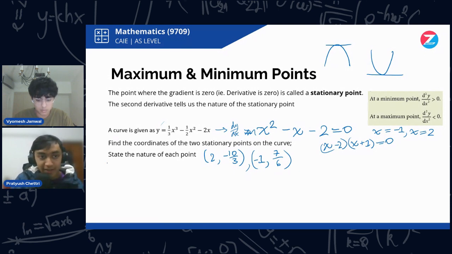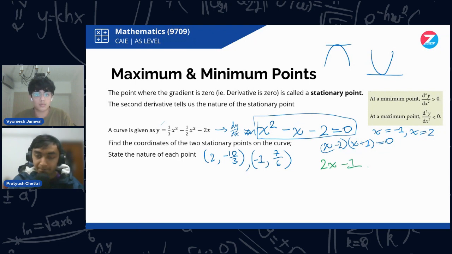Now it says to find the nature of each point. How do we do that? Use the second derivative. If this was dy/dx, we're going to differentiate it again. Change color for the second. That'll give me 2x minus 1. That is my second derivative. Let me just put f prime prime. And what we're going to do here is plug in our x value to this. So when x is 2, 2 times 2 minus 1 gives me 4 minus 1, 3.